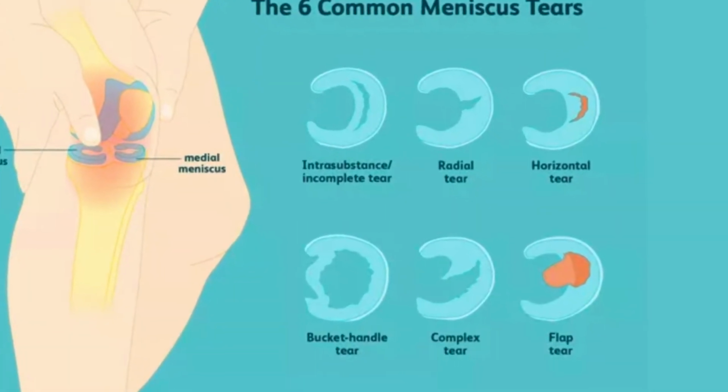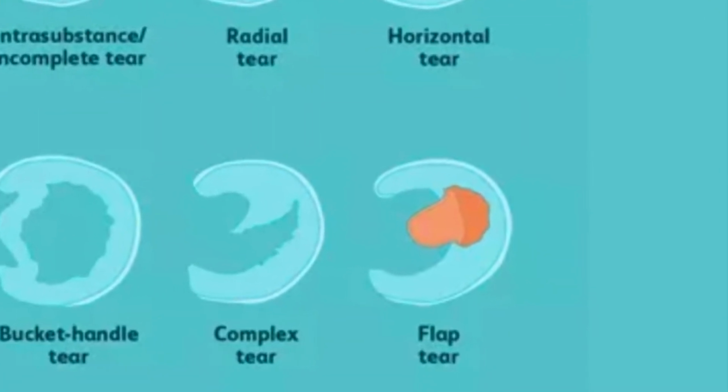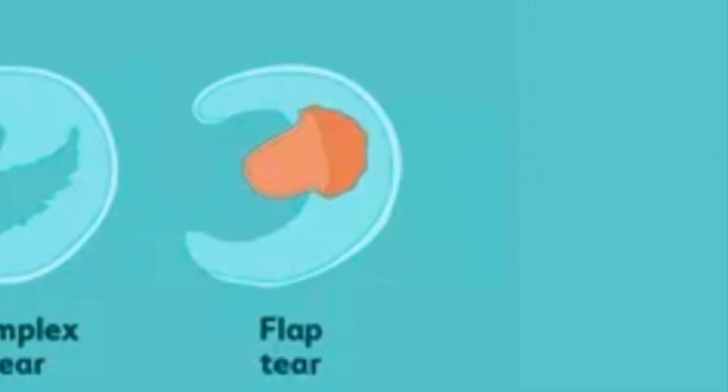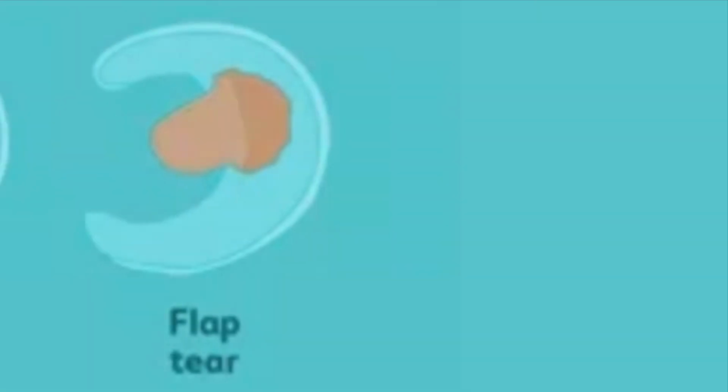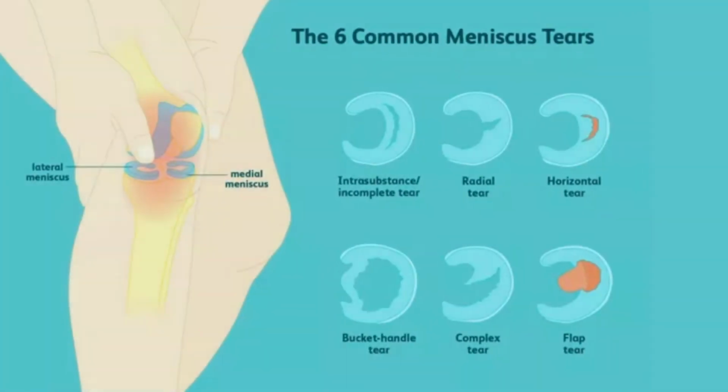Flap tear. A flap tear of the meniscus, pictured in the bottom right corner of the image, is an unusual tear pattern. Part of the cartilage is peeled back and can get stuck in the joint, causing it to catch or lock up. If the flap causes the knee to catch, a surgeon can usually fix it without removing much tissue at all.